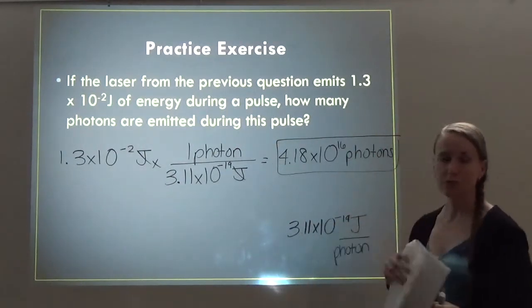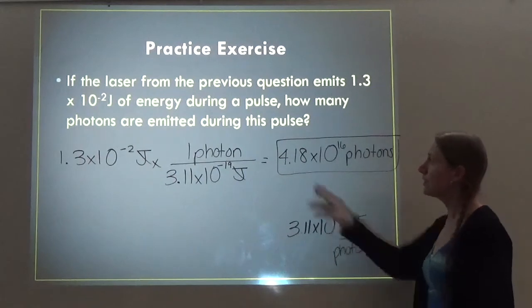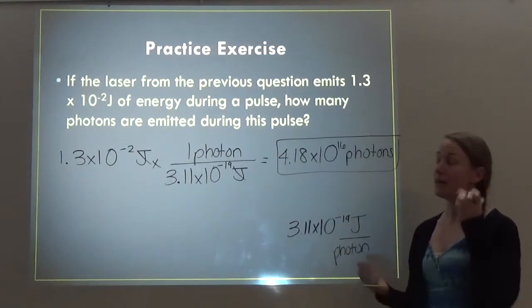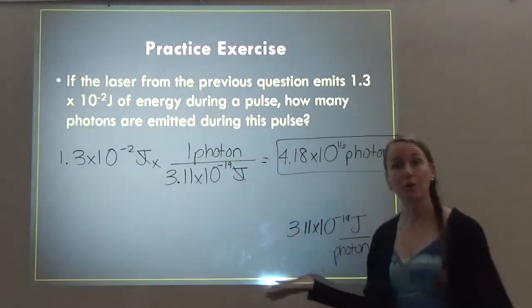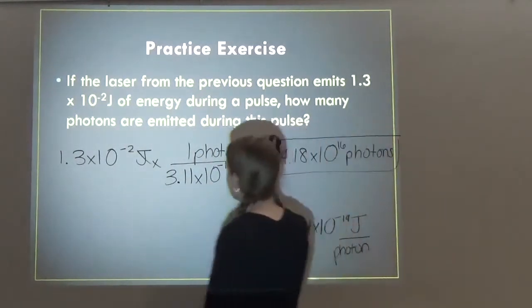So you can use your energy per photon as a conversion factor. And then remember, you just determine what goes on top and on bottom based on following the golden rule. All right, so let's move on.